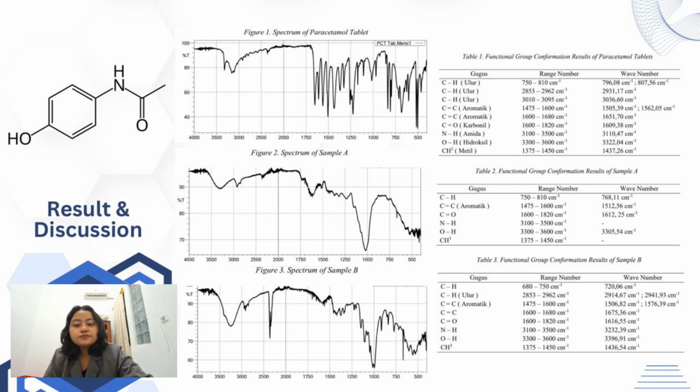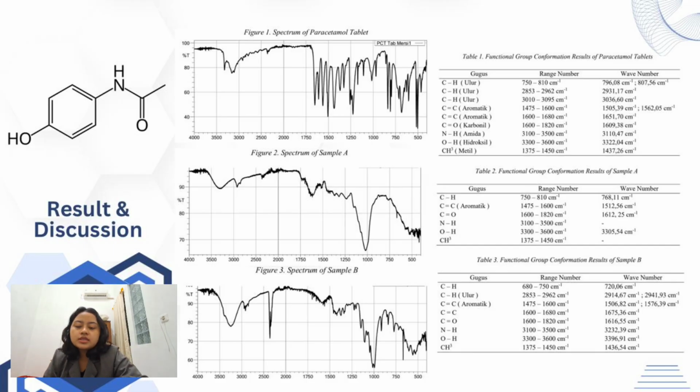Okay, now I will move to the discussion and the results of the study. So first, let us take a look at the structure of paracetamol. It has the molecular formula C8H9NO2 with 3 main functional groups. The first one is a hydroxyl group, the second an amide group, and third is methyl groups. These groups can be detected by using FTIR.